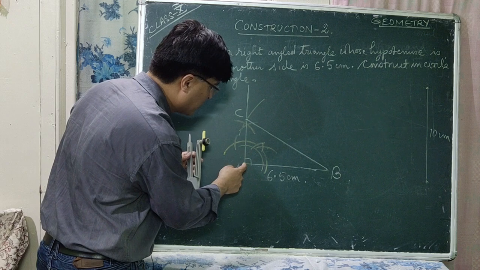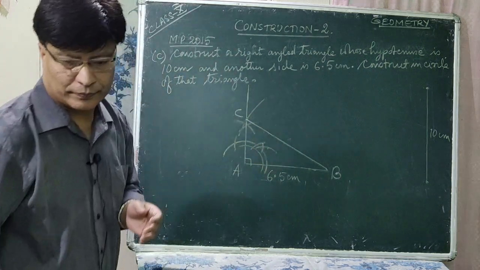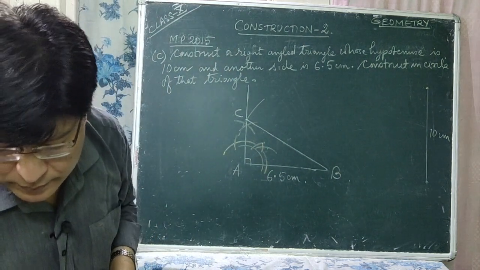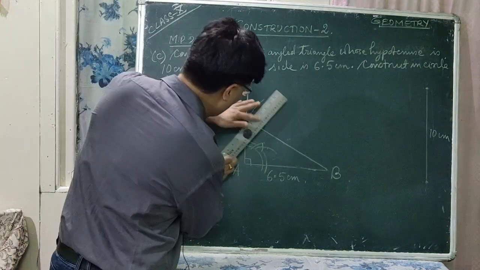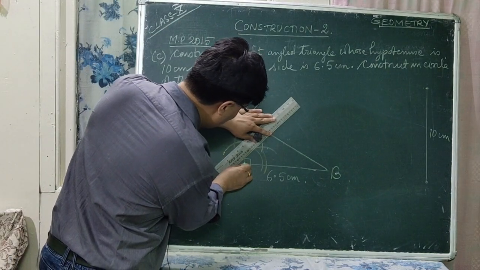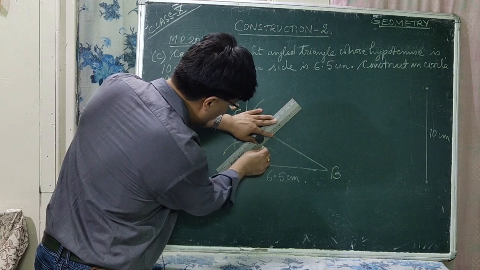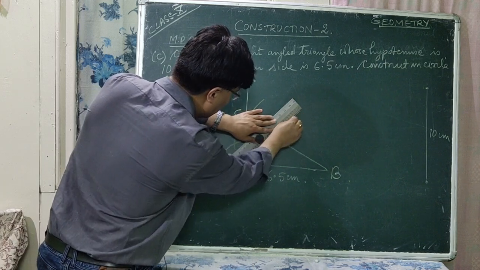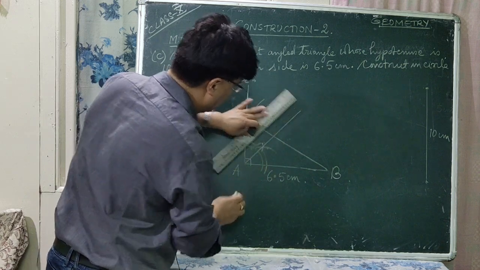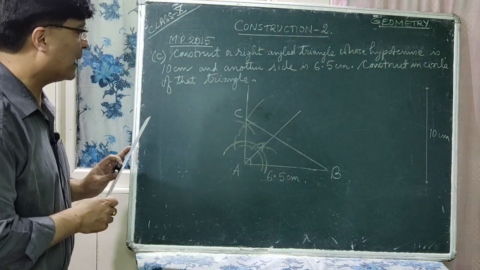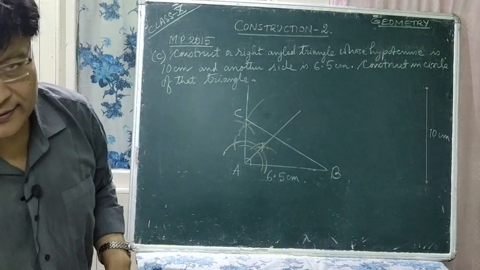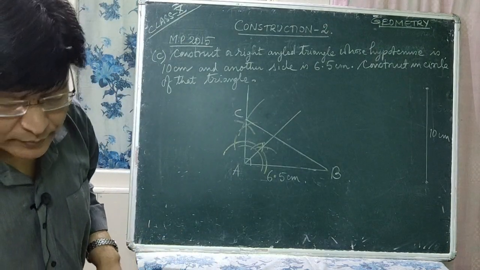So join this point A and this point. So join these two points now. Join this point and this point. Okay. So you join these two points. You'll get the bisector of the angle A. That means the angle A is bisected. Is that clear?